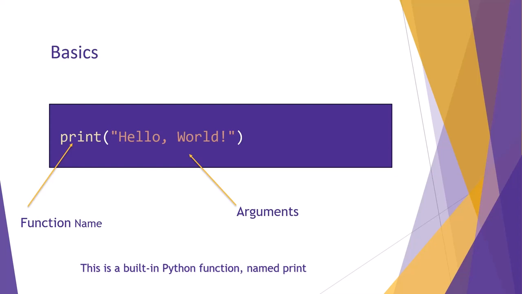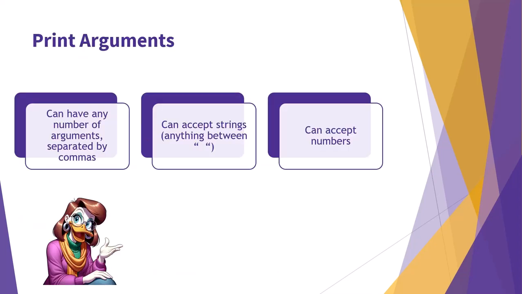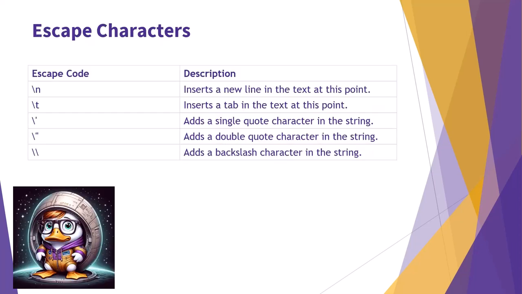So this is probably the most used function, print. Print can have any number of arguments separated by commas, and even if you have empty parentheses, that is valid and will give you a blank line. Anything between quotes, either single or double quotes, is considered to be a string, just a bunch of characters strung together. Or you can use numbers without quotes, and that would be considered to be a numeric literal.